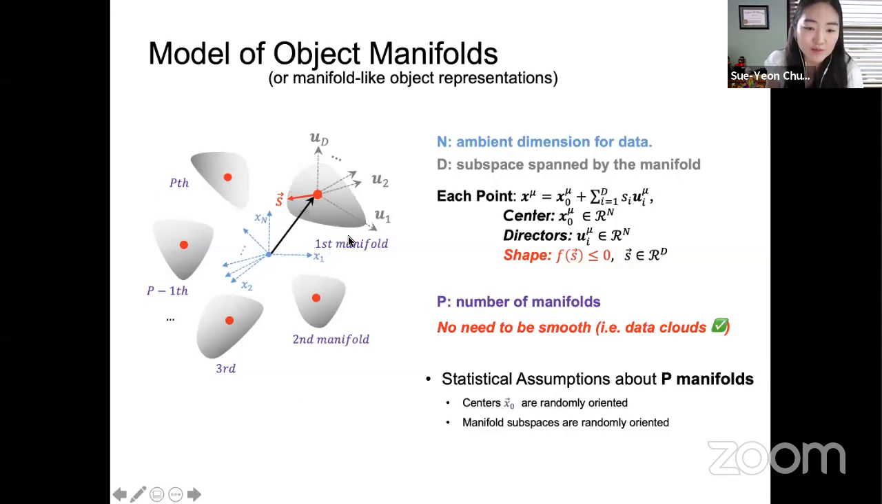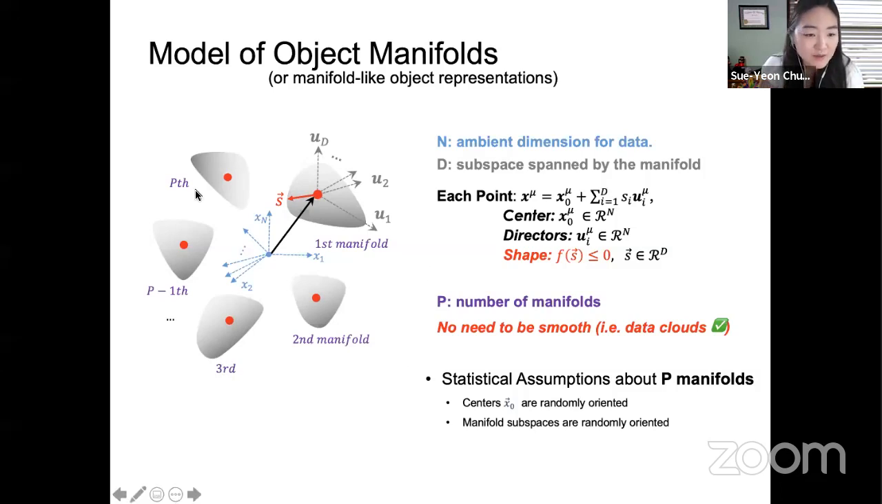And these object manifolds are defined by the different categories that we want to classify, and they occupy a d-dimensional subspace. Each point on an object manifold can be summarized as the center of the object manifold plus the linear sum of the basis vectors, where there are d of them, and the shape parameter s. The different types of object manifolds can be parameterized by a function of the shape parameter s. We're considering P for the number of manifolds or number of categories. So if P is 100, that means we're considering 100 different classes.